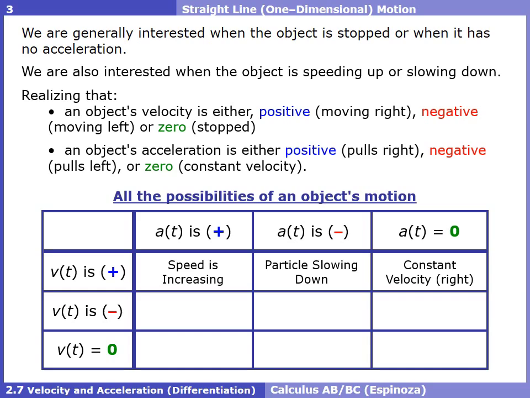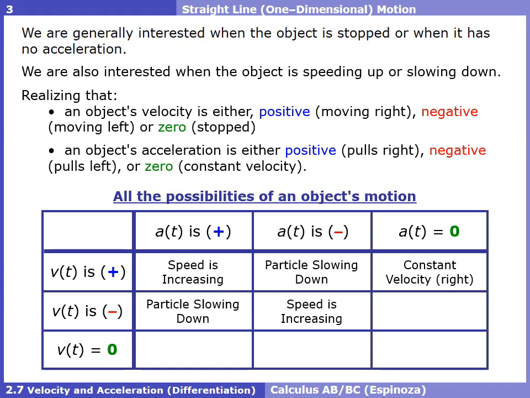Okay, now what about velocity being negative? Well, if velocity is negative, we're moving to the left. But if acceleration is positive, that's a pull to the right, which is in the opposite direction, which means our particle is slowing down. What if velocity is negative, which means we're moving to the left, and acceleration is also negative, which means we're being pulled more to the left? Well, that would tell us that our speed would be increasing in that case.